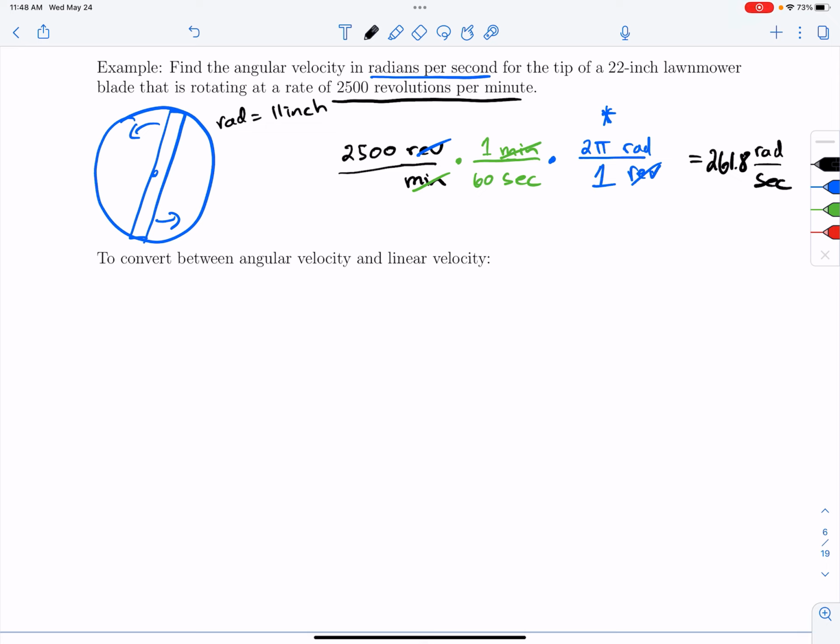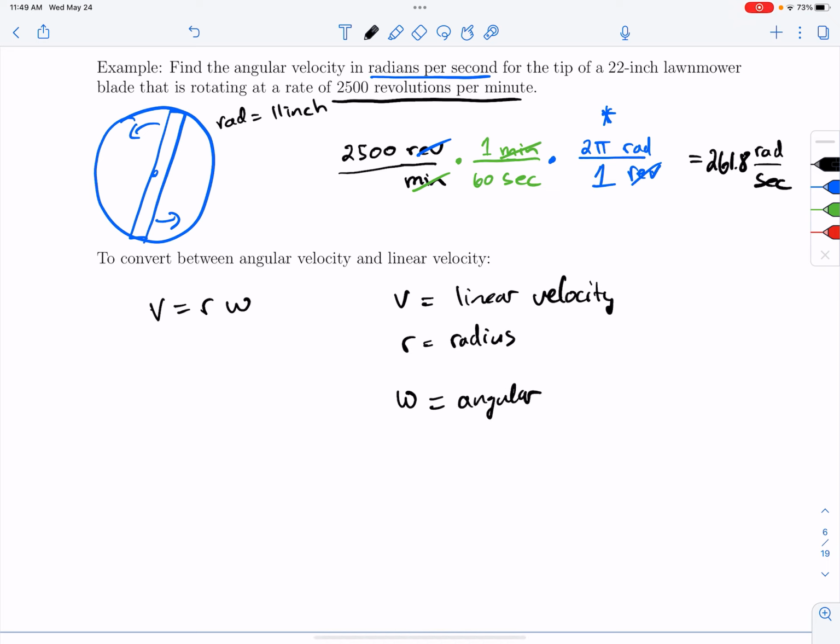To convert between angular velocity and linear velocity, we have a simple formula. The velocity is equal to r w, where v is the linear velocity, r is the radius, and w, which looks like a W, I think it's a Greek letter, but we'll just say it's W, is the angular velocity.